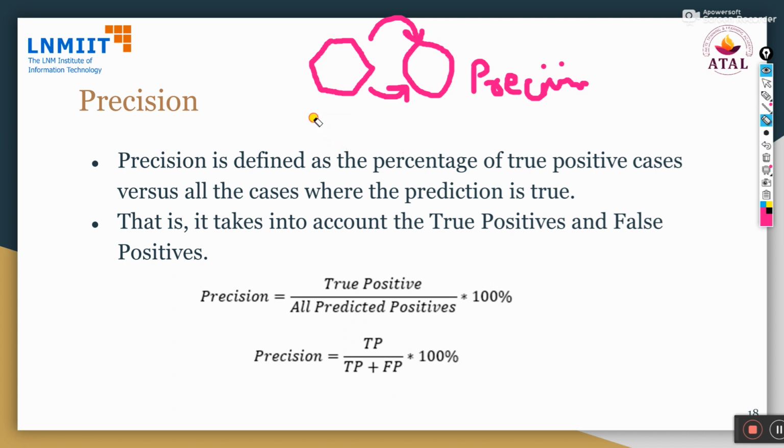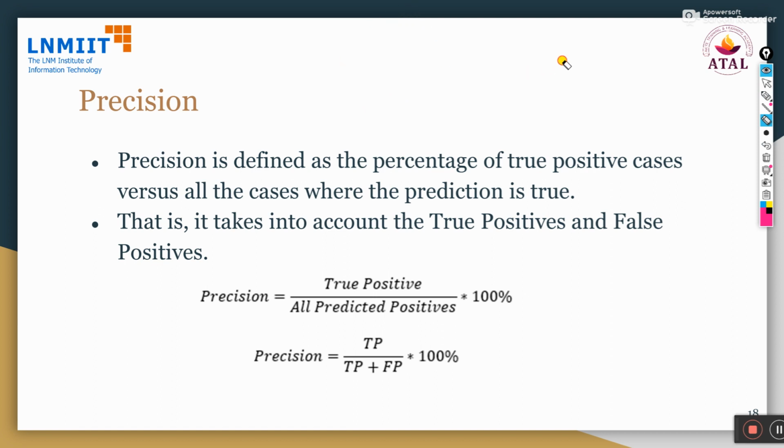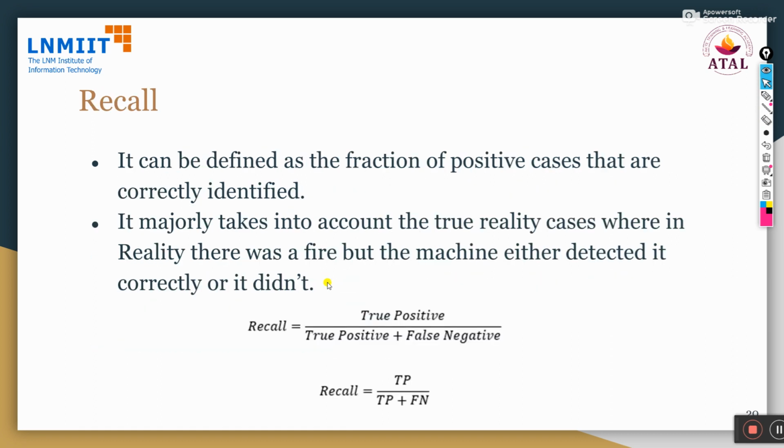So that is the precision part. I'm going to focus on true positive and false positive. How many times my prediction is going to be true, that is the precision. But how many times false negative and true positive, how many times reality is going to be true, that is the denominator over here.